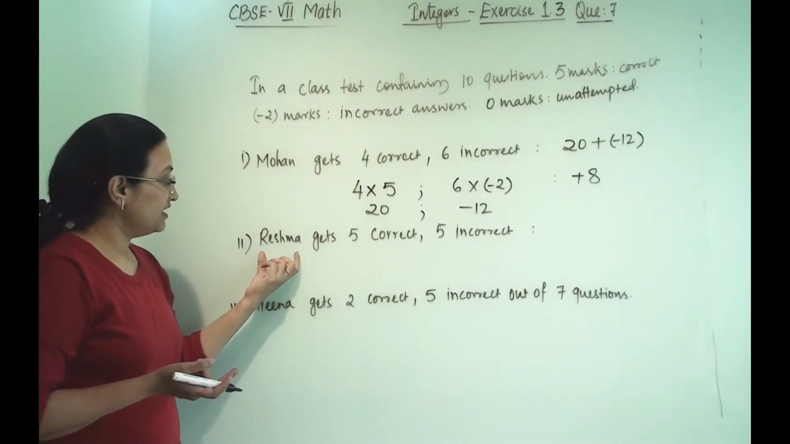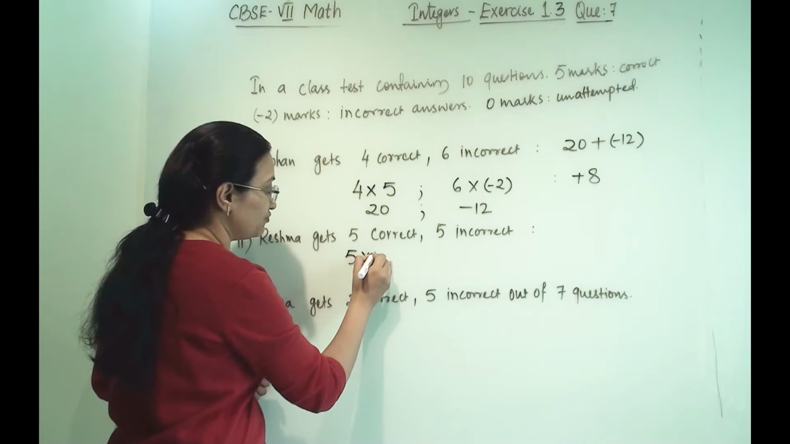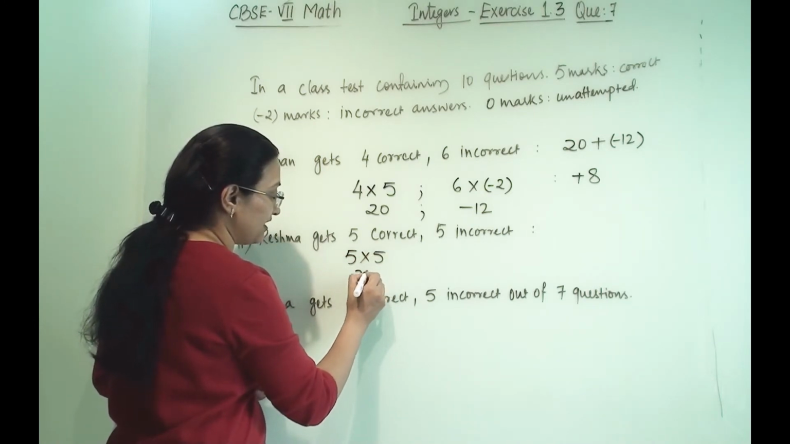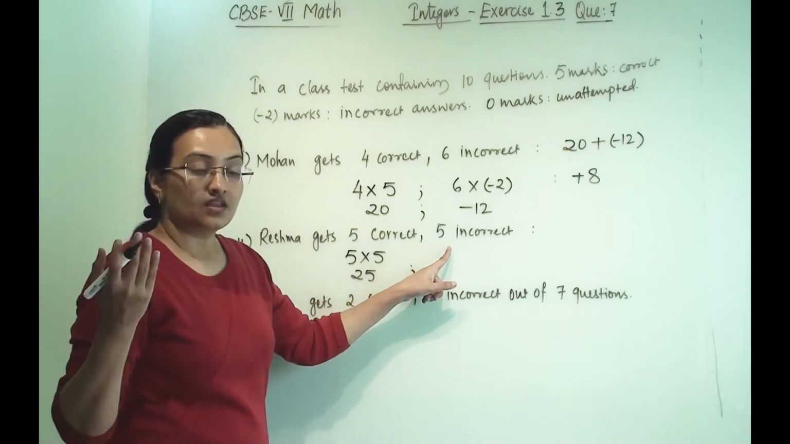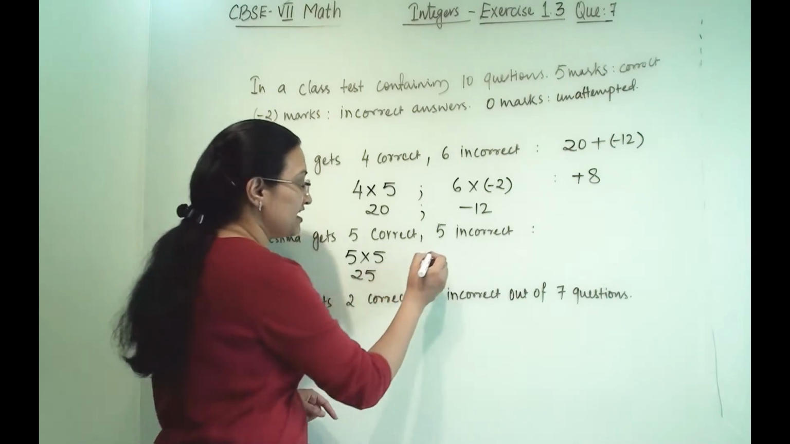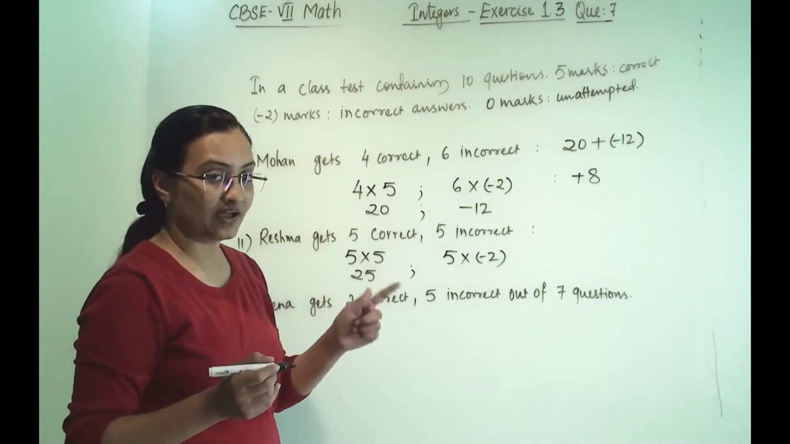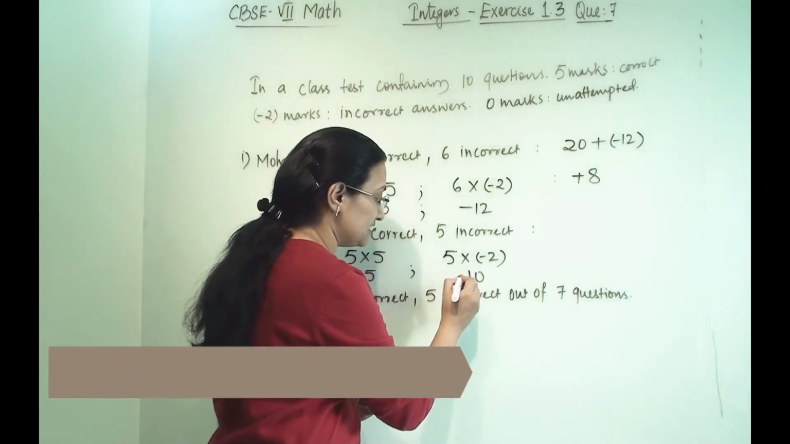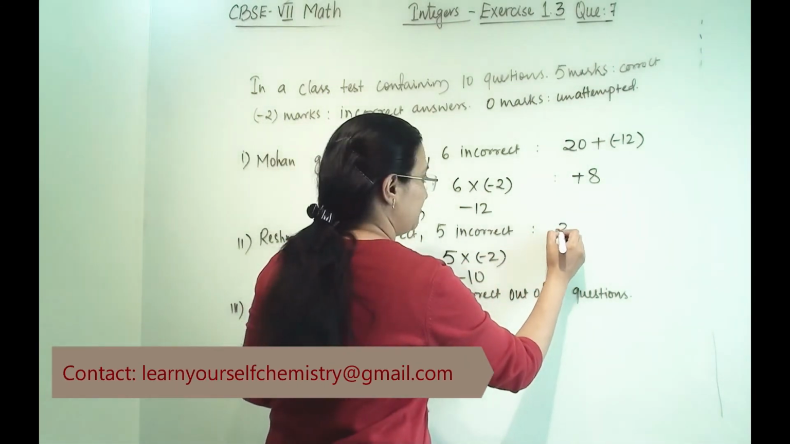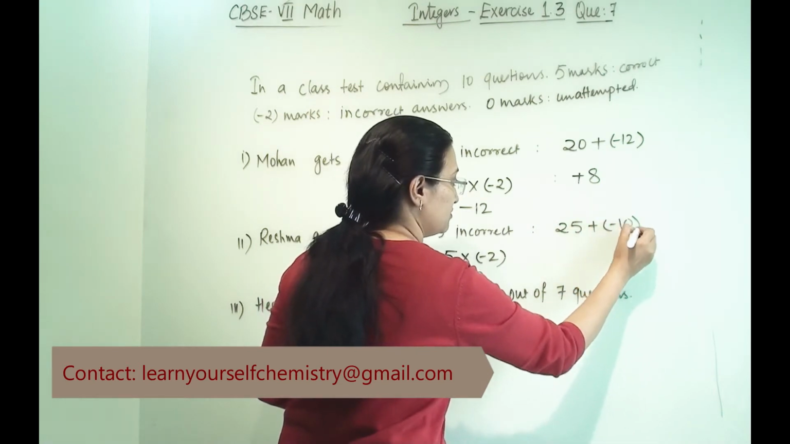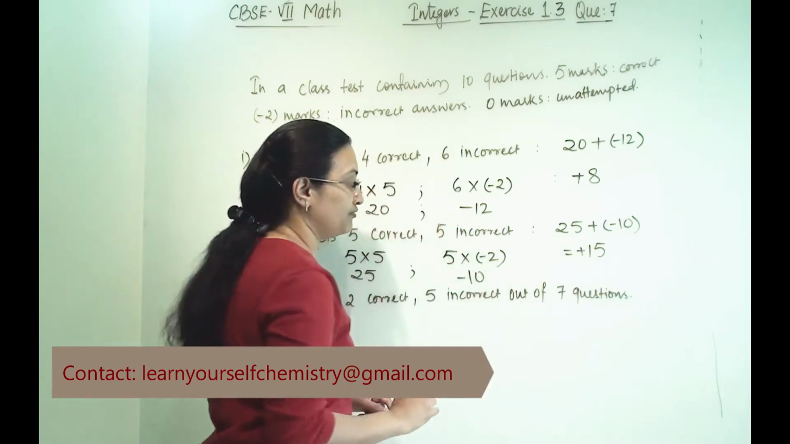Now second one. Reshma gets 5 correct. Now here 5 correct, so we are multiplying 5 into 5. So we will get here 25. So her score is 25 from correct answers. Now she gave 5 wrong answers. So here we are multiplying 5 into minus 2, because it is negative marking. So 5 into 2 is 10 and it is minus 10. She has attempted all the 10 questions. So here 25 plus minus 10. So here we will get 15 and that too plus 15.